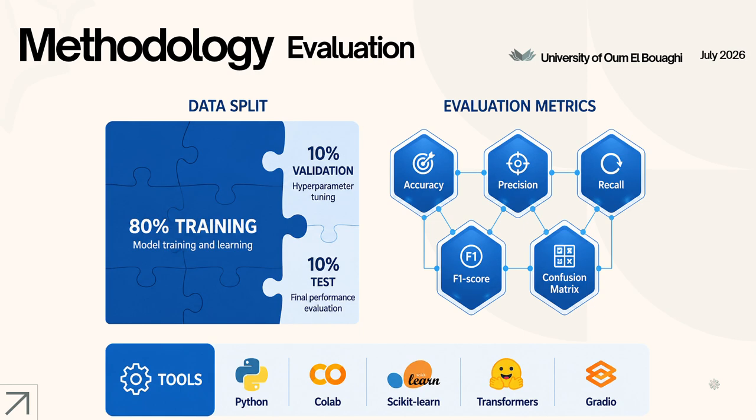Now coming to the evaluation. We did a data split of 80% training, as you can see in the slide, 10% validation, and 10% test to ensure there is no overfitting, underfitting, or anything related. We used detailed evaluation metrics: accuracy, precision, F1 score, recall, confusion matrix, and so on. The tools and environment used are Python with Colab, libraries such as scikit-learn, TensorFlow, Transformers, and the platform Gradio.